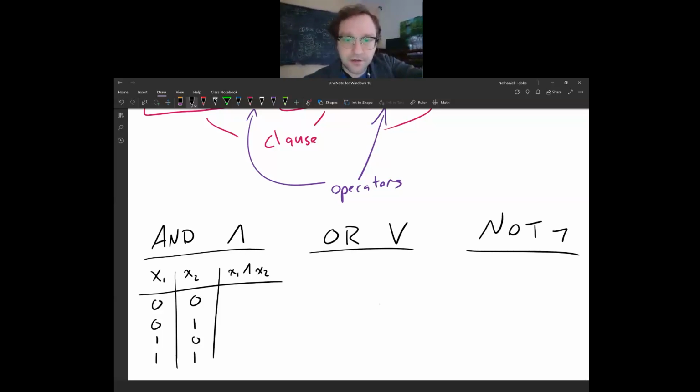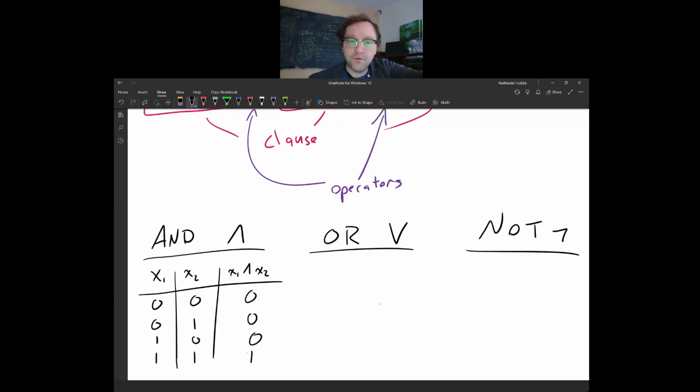So the value of 0 and 0 is defined to be 0. 0 and 1 is defined to be 0. 1 and 0 is defined to be 0. And 1 and 1 is defined to be 1. So the AND operator takes 2 bits, and the operation is if these 2 bits are both 1, then the answer is 1. Else, 0.